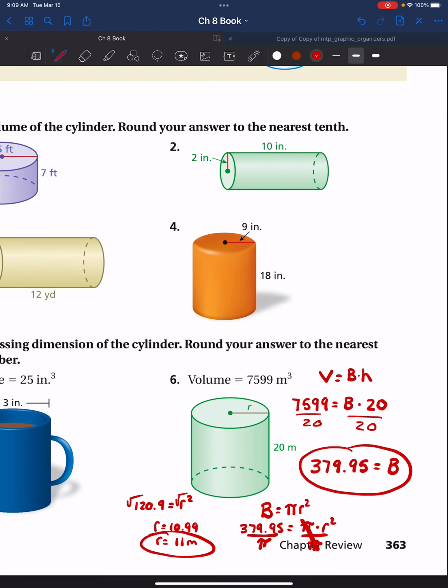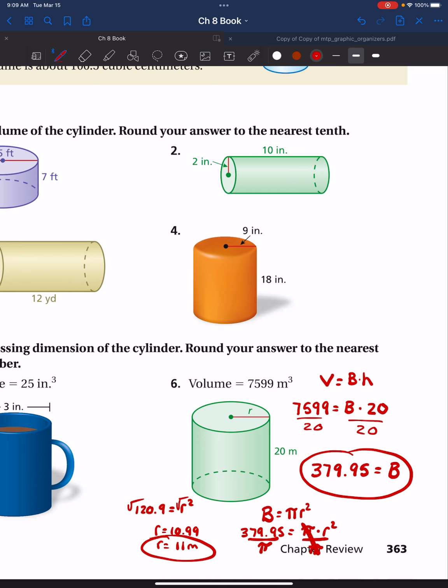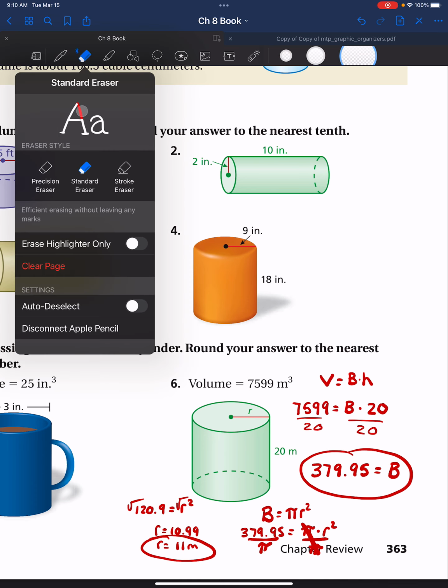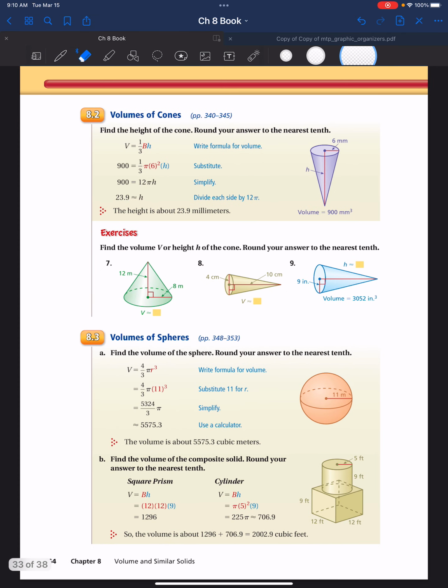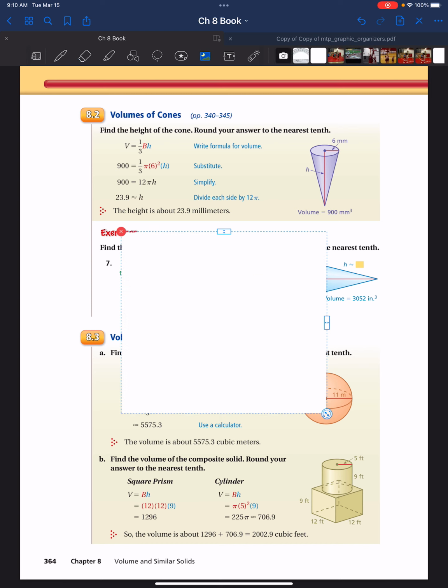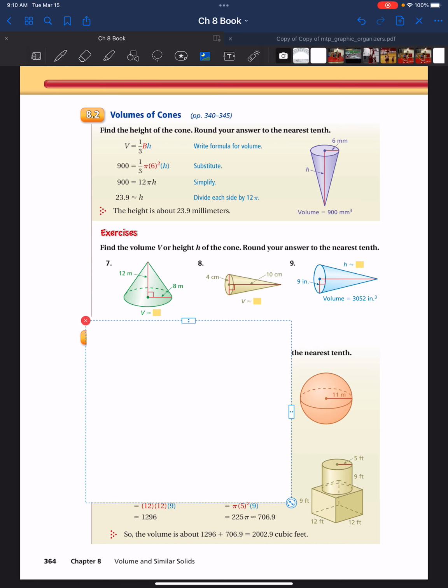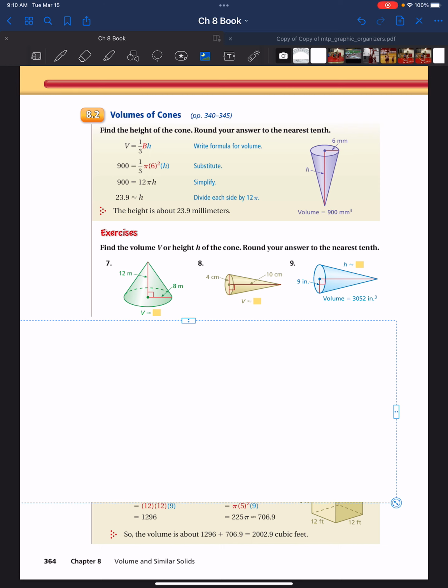Woo, hopefully you guys are following along with me and writing all of this down. If not, rewind the video, start again, pause it when you need to. Let's go on to 8.2. 8.2, we were finding the volume of cones. Remember, it's the same as finding the volume of a cylinder. You just divide by 3.